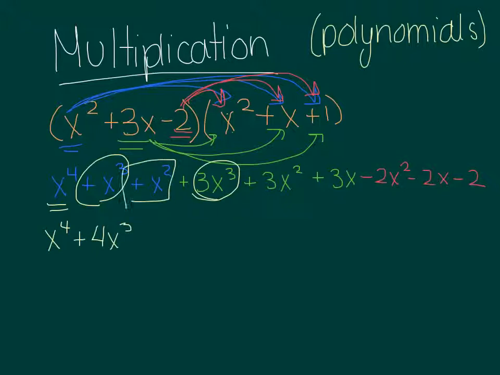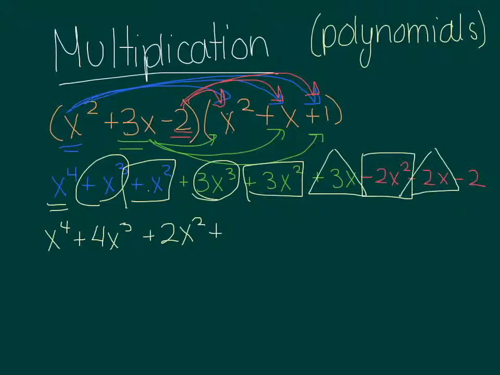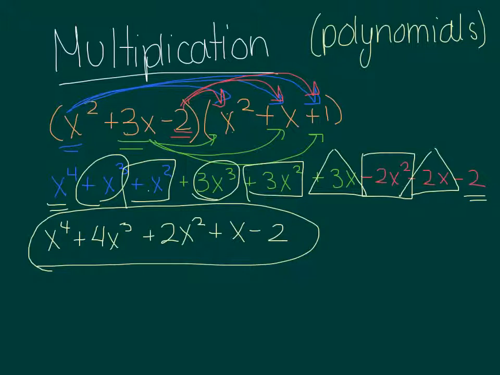Got an x squared, x squared, x squared. Make sure you keep all the signs. So 1x squared, 3x squared, minus 2x squared is going to be plus 2x squared. And then I have a 3x and a negative 2x, so that's just plus x. And then I've got this minus 2 all by itself. So here's my brand new polynomial.